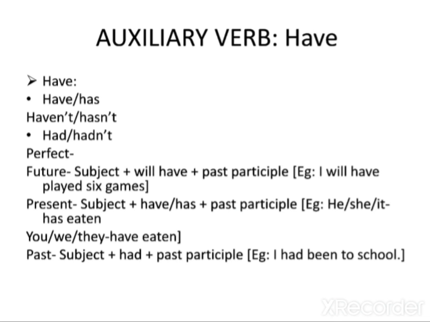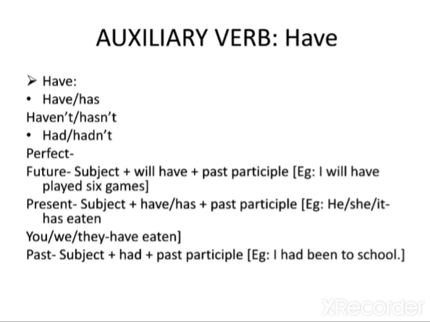and again we can have the future perfect. We can have present perfect and we can have past perfect. So the way we form the future perfect is we are going to use subject with will. So future, we use will all the time. We have, and then the past participle, okay. Or we can also use has, hence the future we use will plus have plus the past participle.